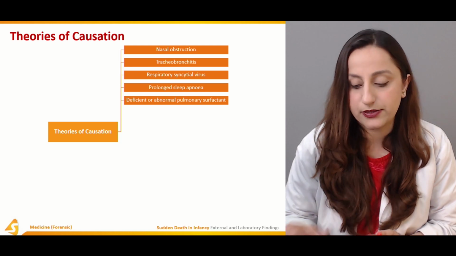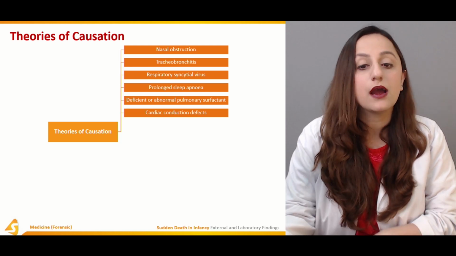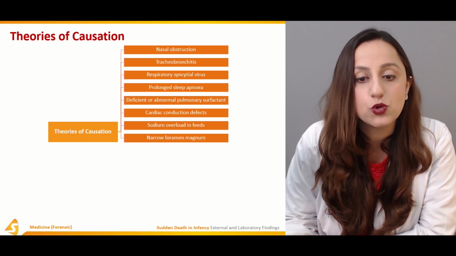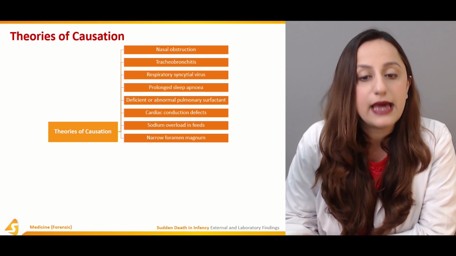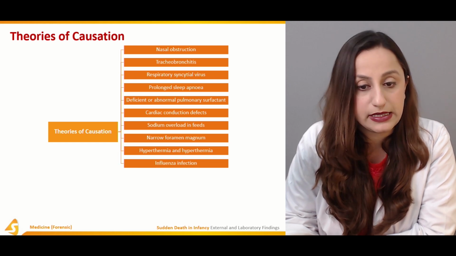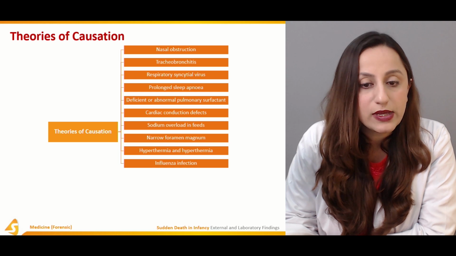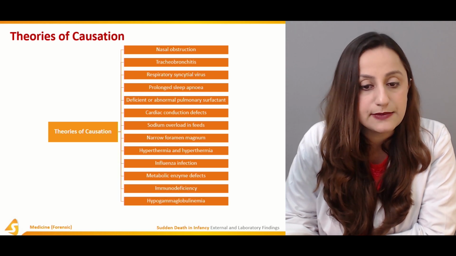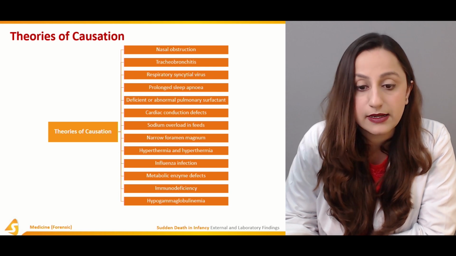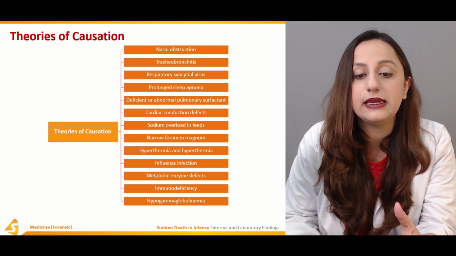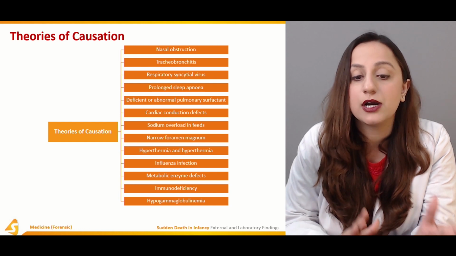Deficient or abnormal pulmonary surfactants were implicated. Cardiac conduction defects are one of the causes. Sodium overload in the feeds, narrow foramen magnums, hypothermia and hyperthermia, influenza infections, metabolic enzyme defects, immunodeficiencies, and hypogammaglobulinemias. These are basically the deficiency of the gamma globulins.